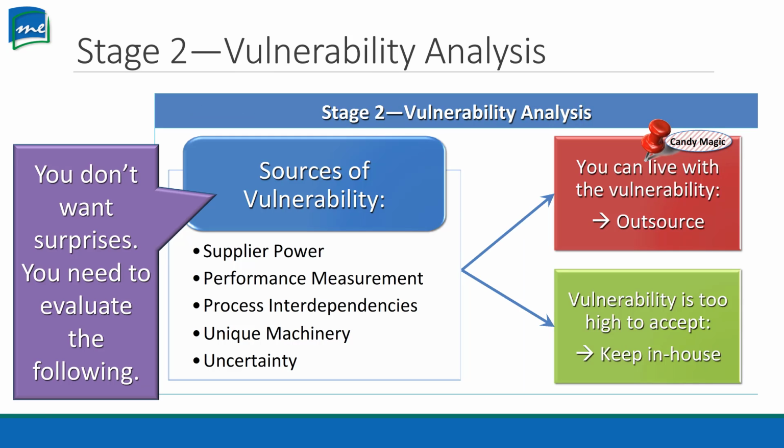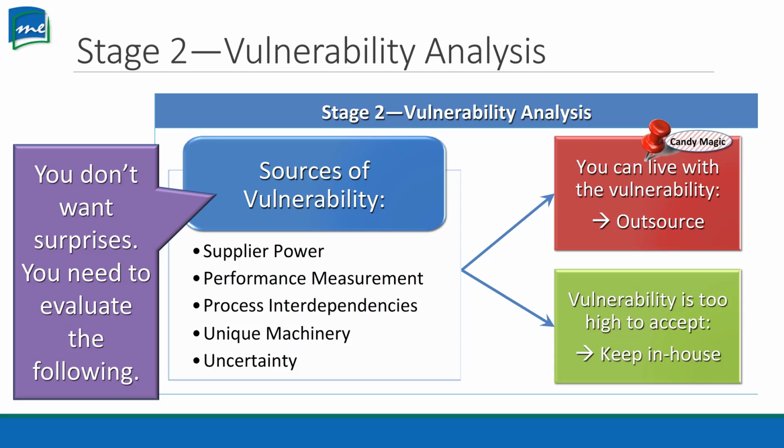Stage 2, a vulnerability analysis. So we don't want surprises. We need to evaluate several things here: supply power, our performance measurements, our process interdependencies, unique machinery, and uncertainty. These are all different areas where we can be vulnerable to our rivals. So if we can live with that vulnerability, we outsource. If we're too vulnerable, we can't accept that vulnerability, we need to bring that in-house or keep it in-house if it's something we already do.